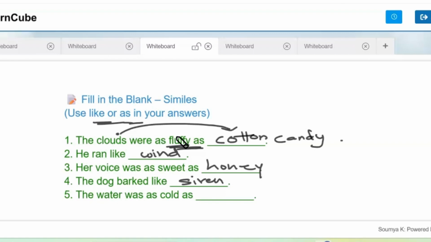The water was as cold as ice, maybe. So any comparison can be done. Since it is a simile, you can see all the examples contain either "as" or "like". So: as fluffy as, and here it is the keyword "like", here as sweet as, barked like, as cold as. These kinds of words are used for simile.